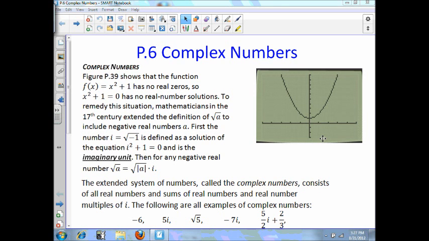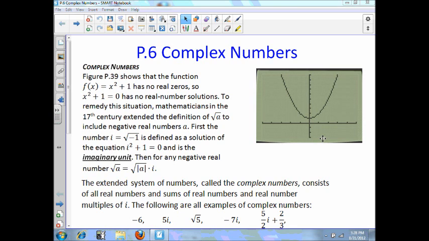In this lesson, we're going to talk about complex numbers. The figure at the right shows that the function f of x equals x squared plus 1 has no real zeros. So, x squared plus 1 equals 0 has no real number solutions. To remedy this situation, mathematicians in the 17th century extended the definition of the square root of a to include negative real numbers a. First, the number i, which equals square root of negative 1, is defined as the solution of the equation i squared plus 1 equals 0 and is the imaginary unit.